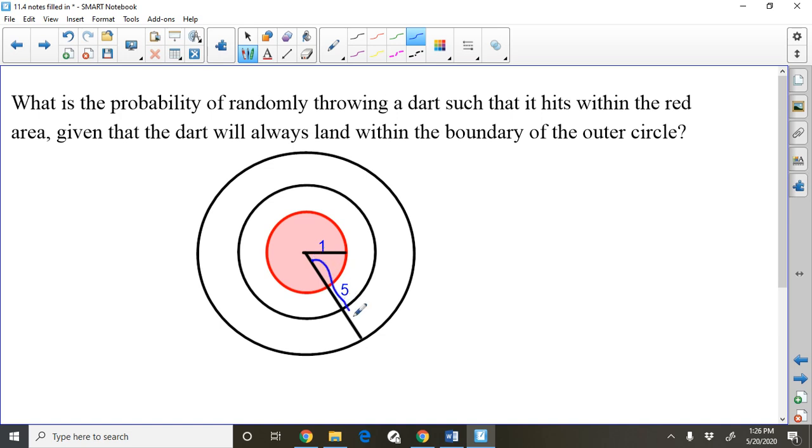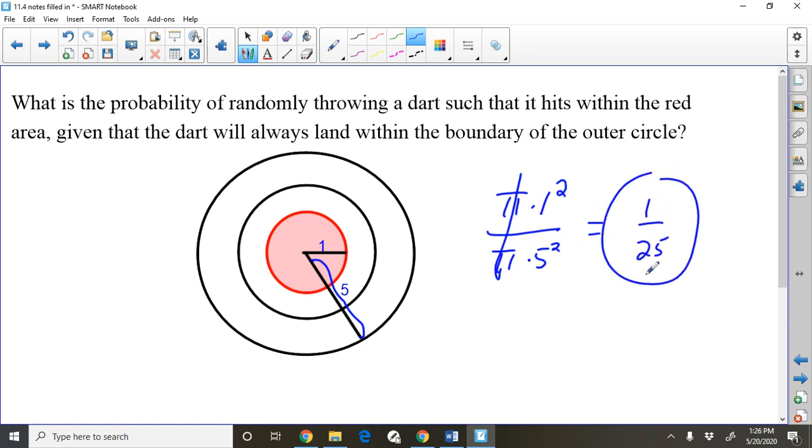The 5 here is this whole radius. The area of the red circle is pi times 1 squared. The area of the entire circle, everything, is pi times 5 squared. When we simplify this, the pi's are going to cancel out. I get 1 squared over 5 squared, or 1/25.